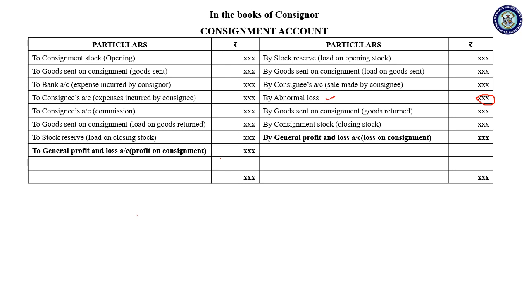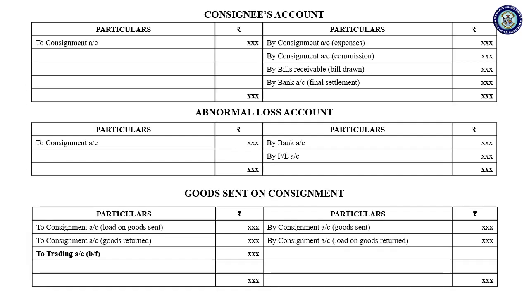Okay, after this you have to write the closing stock. If there is any closing stock, then you have to write that, which means you have to value the closing stock. There is a format for valuation of consignment stock. On that, if there is any reserve, then you write it on the credit side. The difference is transferred to the general profit and loss account, either to P&L or by P&L. Next, take down the accounts: consignee's account, abnormal loss account, goods sent on consignment. Take it down fast, just 3 minutes.